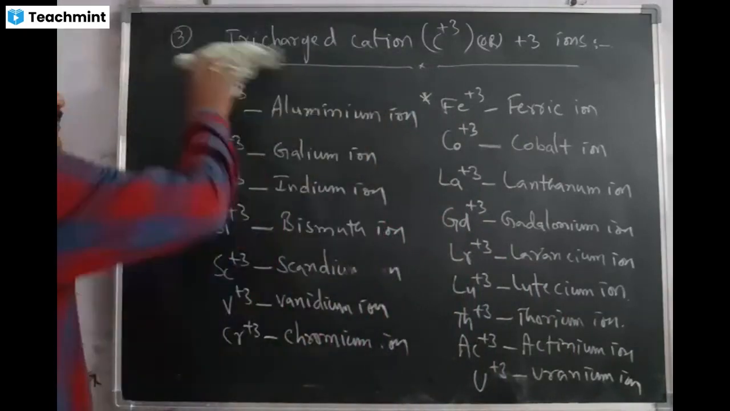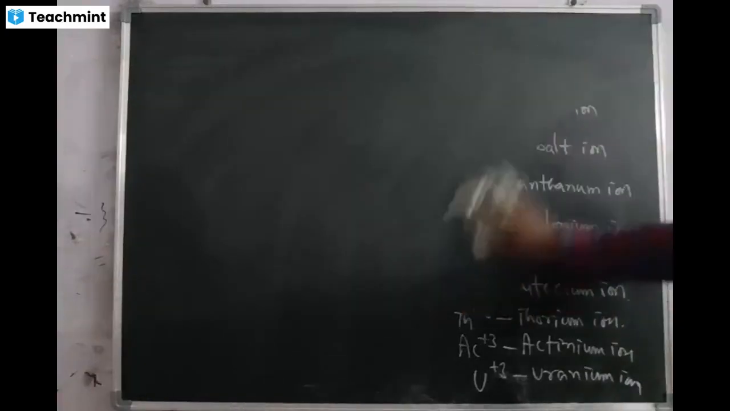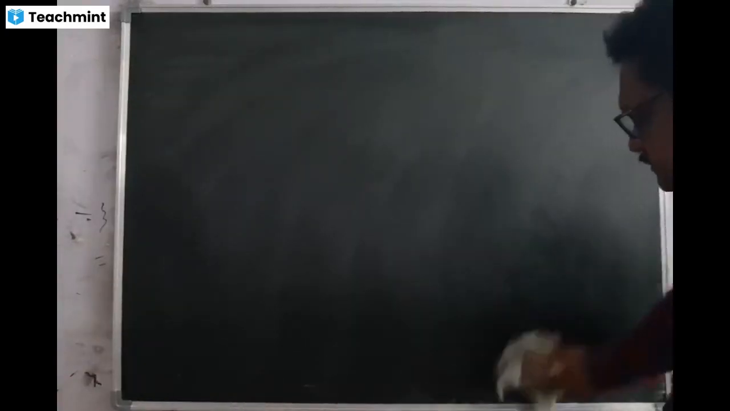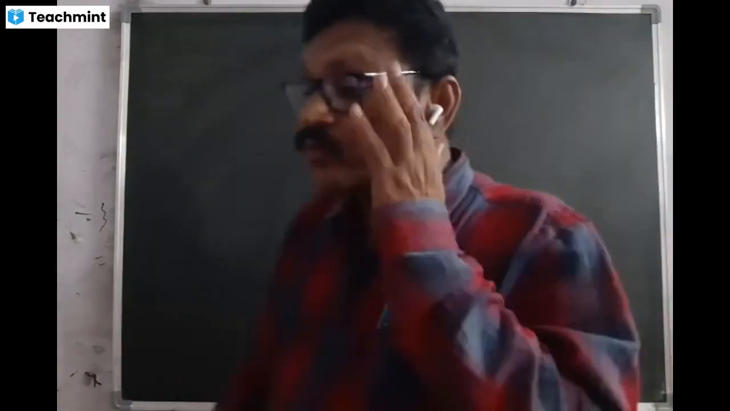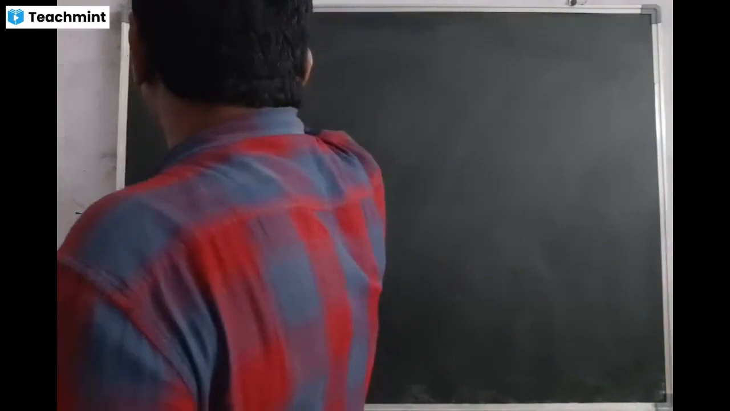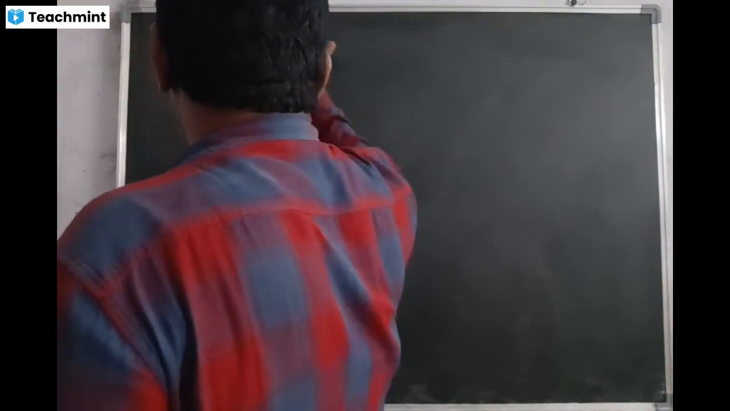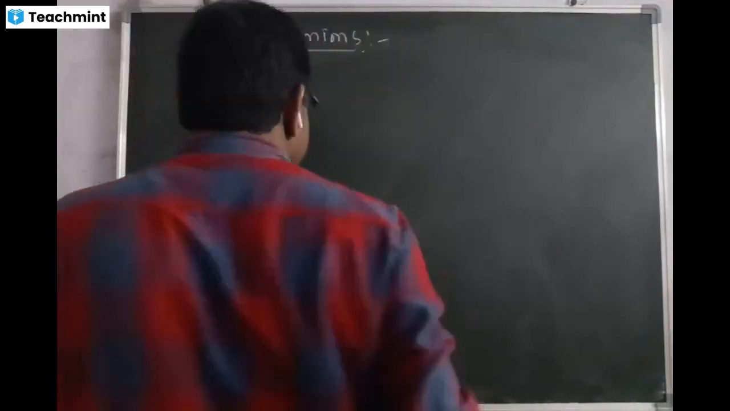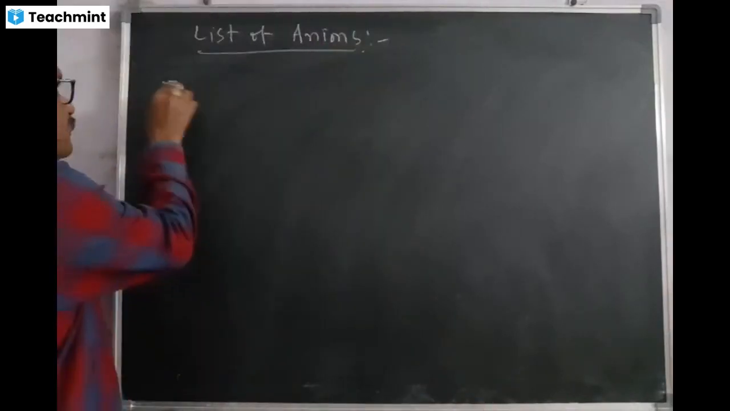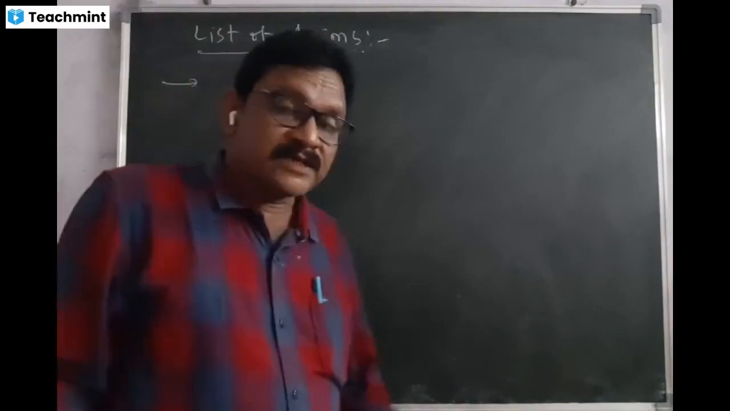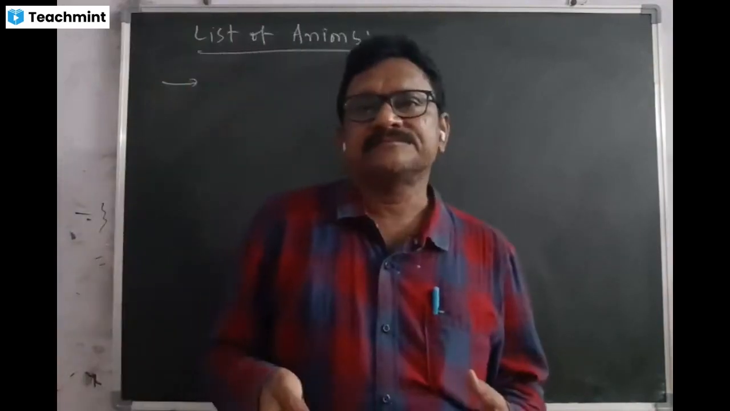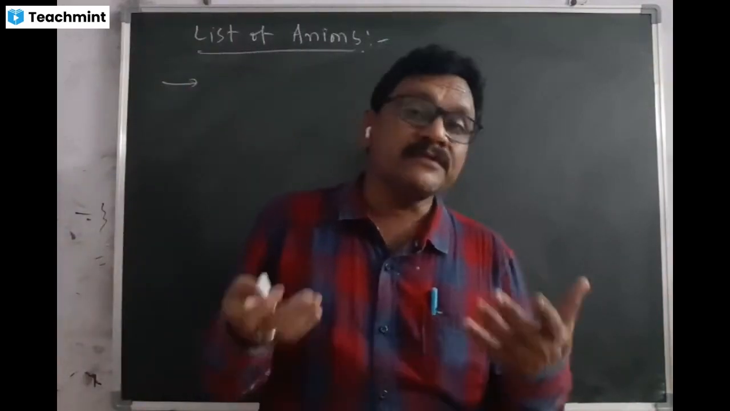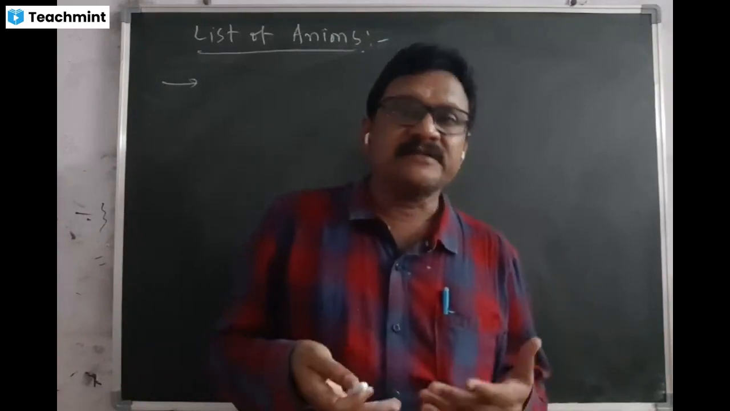After completing cations, then we move to the discussion of anions. You write down the list of anions. List of anions. Okay. So list of anions, before going to discuss different anions, first of all, what do you mean by anion? What is the definition of anion? How can you find out the particular ion is anion?